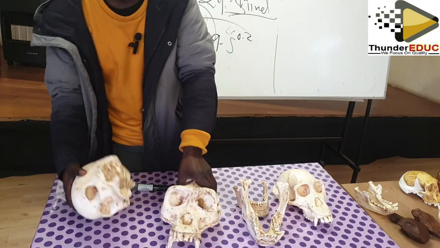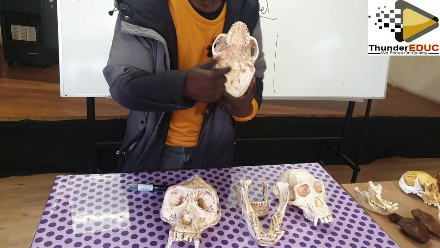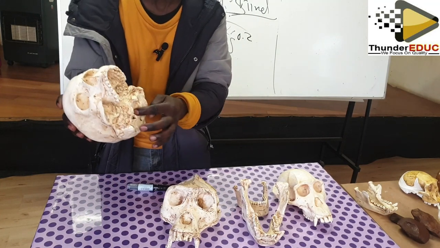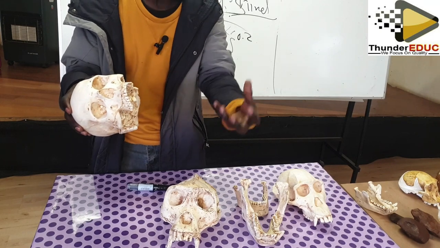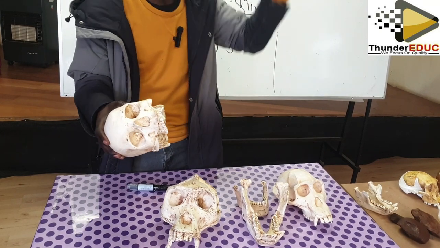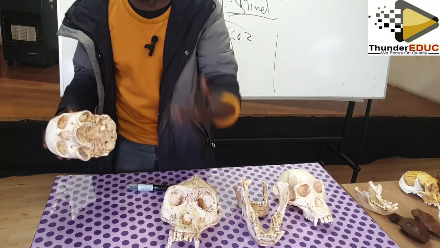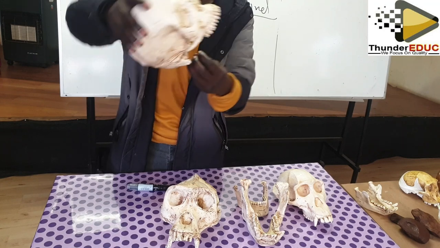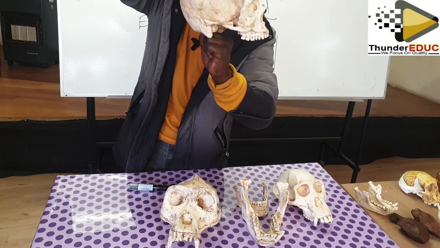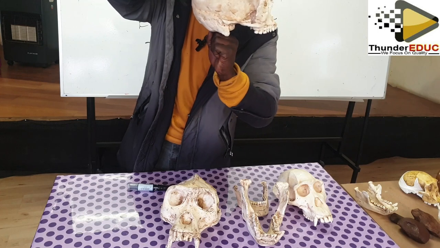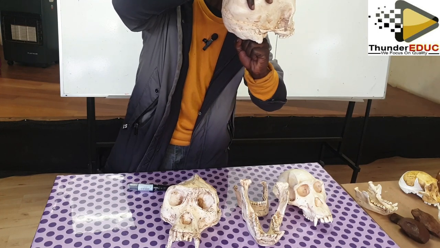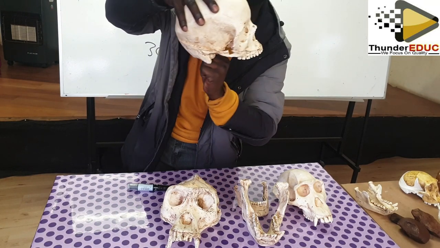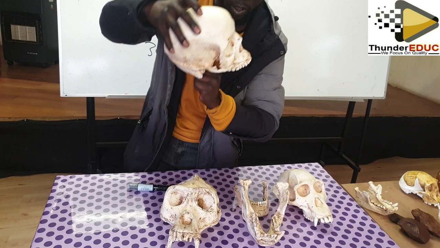So, the position of the foramen magnum, great things, they will ask you this. The position of the foramen magnum helps to know whether the organism is walking on two limbs or on four limbs. You understand? So it is in the forward position to allow the spine to connect vertically. Is it clear?